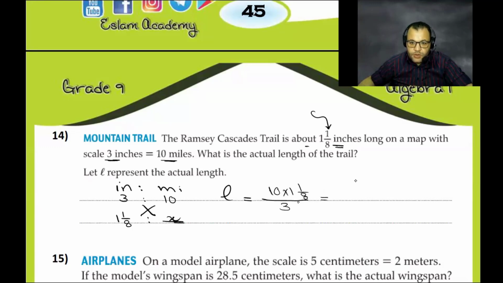Use a calculator for this one. 11.25. That's after rounding or the exact value? No, exact. So it would be 11.25 miles.